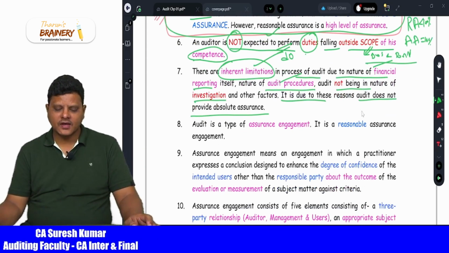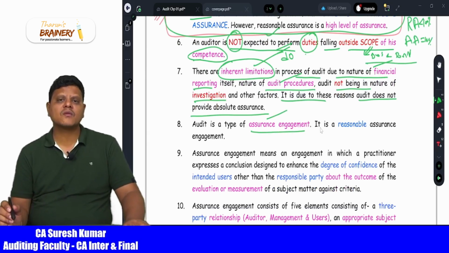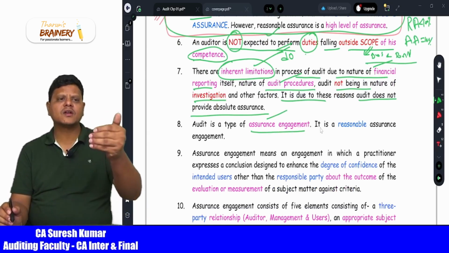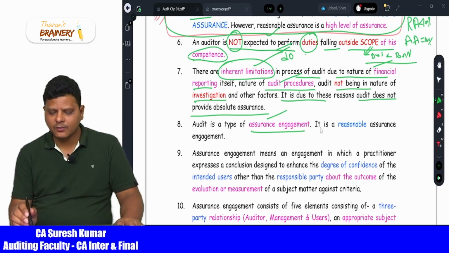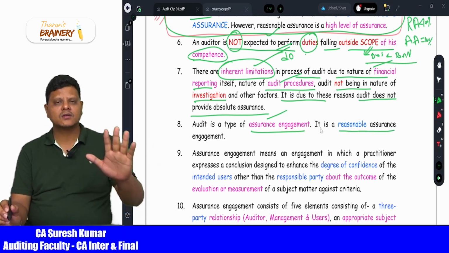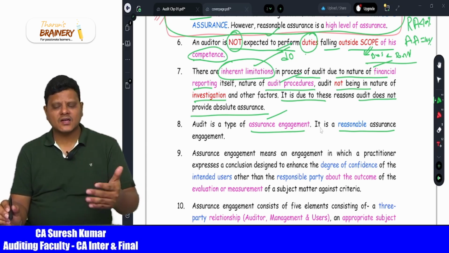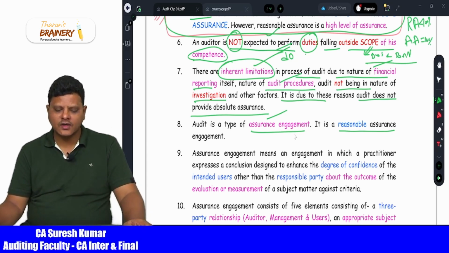Next, audit is a type of assurance engagement. What is the meaning of assurance? I am going to give confidence to the users. So it is a reasonable assurance engagement. Audit is never an absolute assurance engagement. Engagement means a type of activity. Audit is an activity, hence it is an assurance engagement.